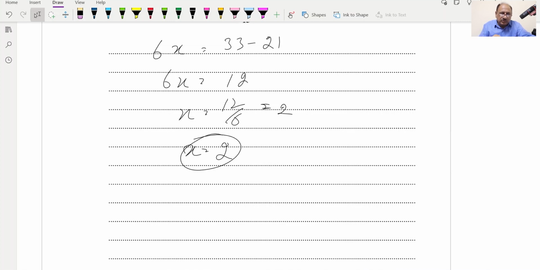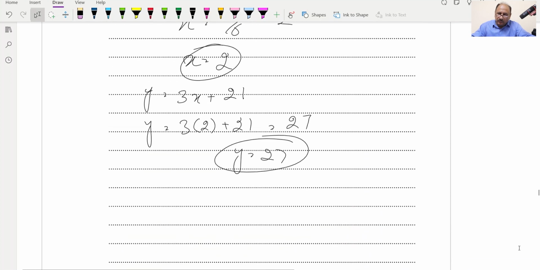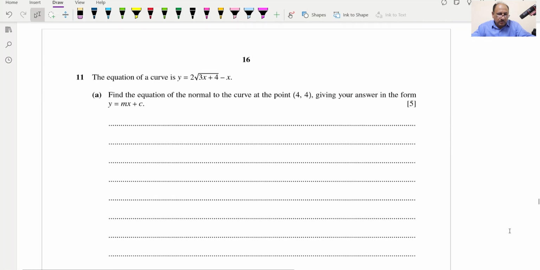Now the x value is 2, and y is equal to 3x plus 21. We will replace the x value 2 in this. y will be equal to 3 into 2 plus 21, which is 6 plus 21, which will be 27. So y is equal to 27. So the point will be 2 and 27. Hopefully you understood everything.